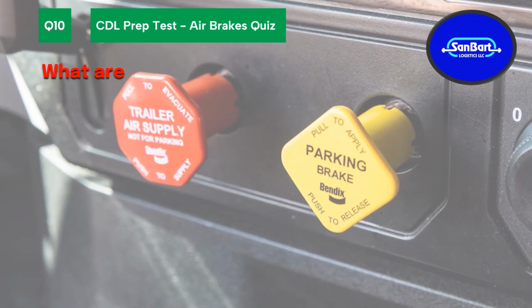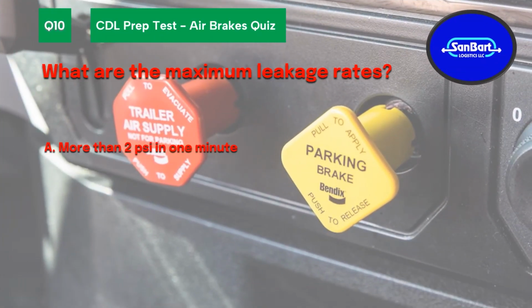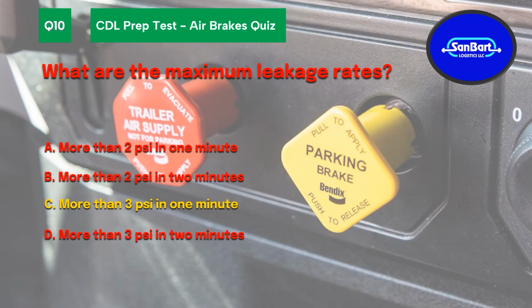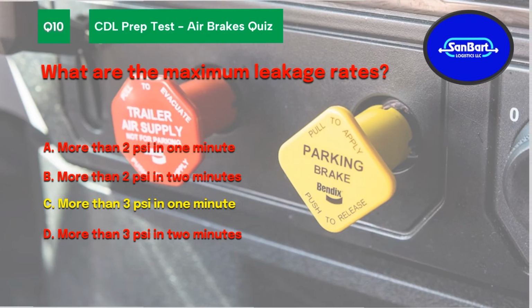Question 10. What are the maximum leakage rates? A. More than 2 psi in 1 minute. B. More than 2 psi in 2 minutes. C. More than 3 psi in 1 minute. D. More than 3 psi in 2 minutes. The correct answer is C. More than 3 psi in 1 minute.